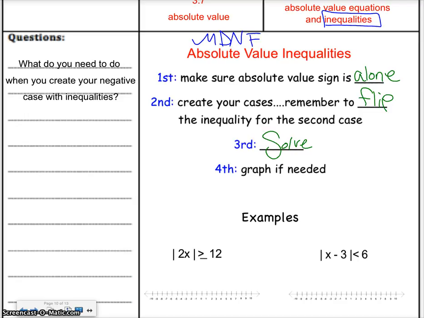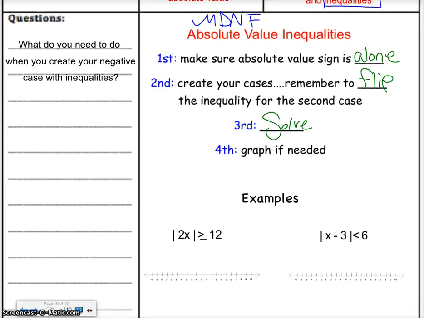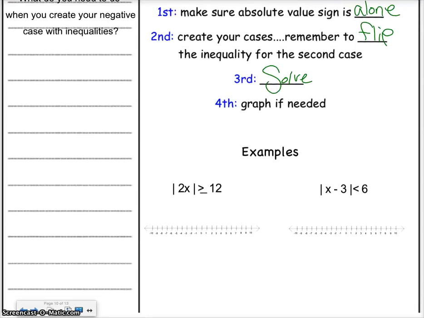When you make your cases, remember we always say x is this or this. It's different now. Sometimes even though it says the word or, it turns into an and graph. So it gets a little tricky there. Okay? All right. So here's the first example.